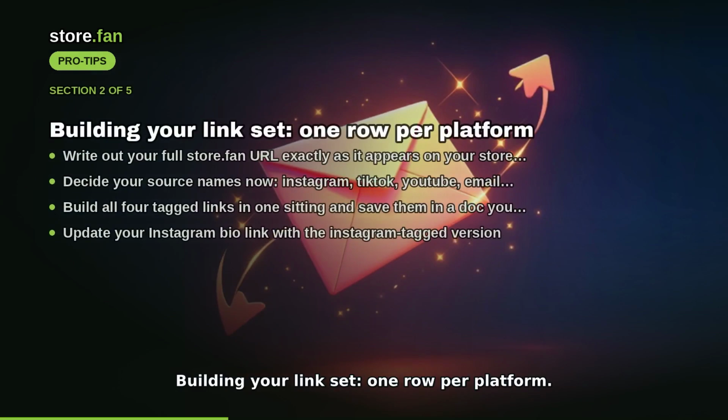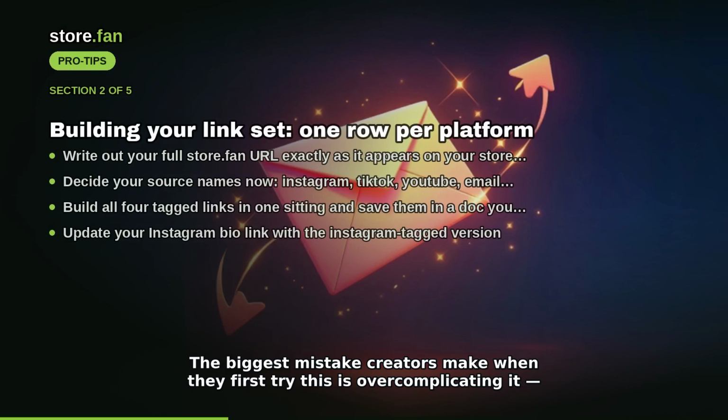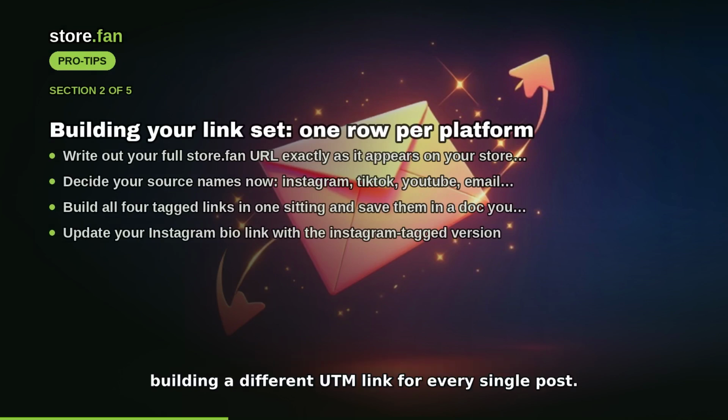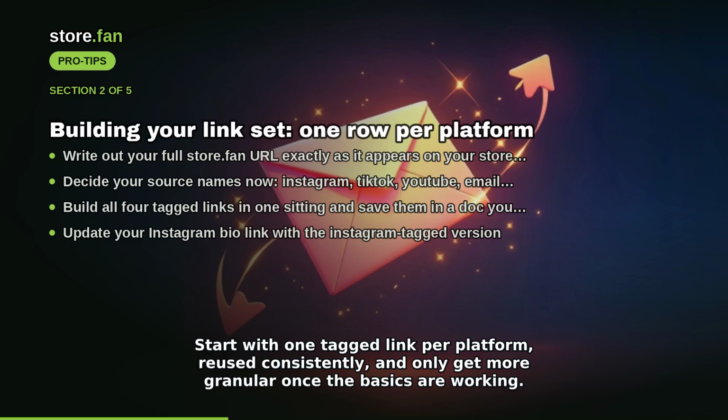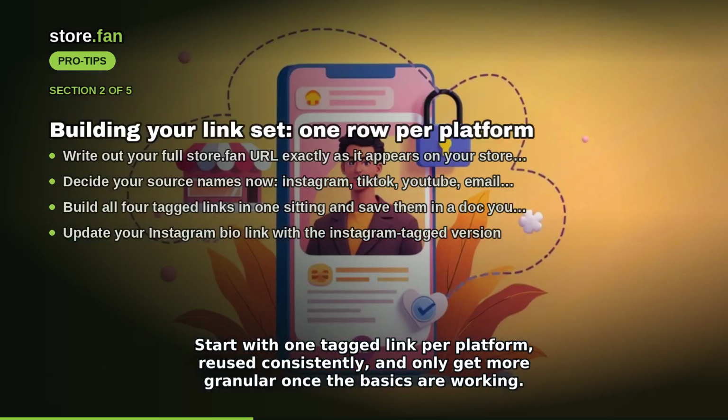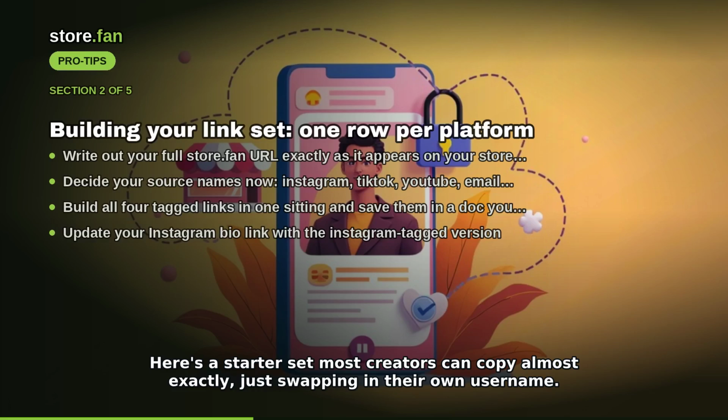Building your link set. 1 row per platform. The biggest mistake creators make when they first try this is overcomplicating it. Building a different UTM link for every single post. Don't. Start with 1 tagged link per platform, reuse consistently, and only get more granular once the basics are working. Here's a starter set most creators can copy almost exactly, just swapping in their own username.